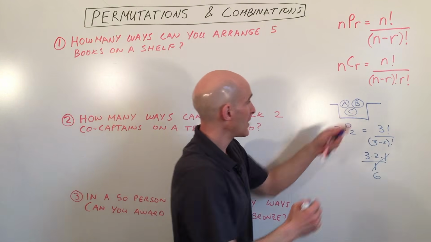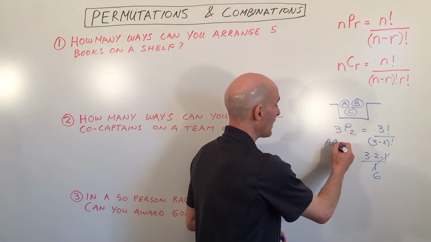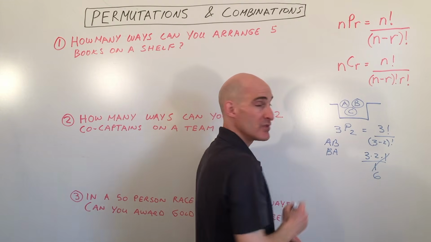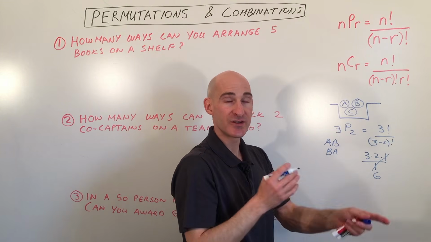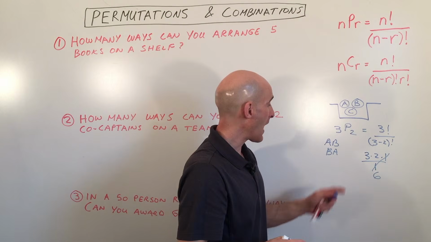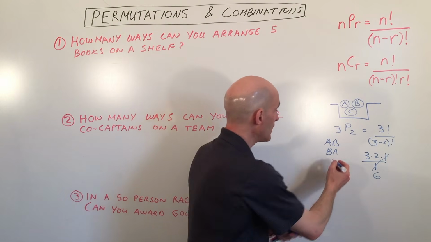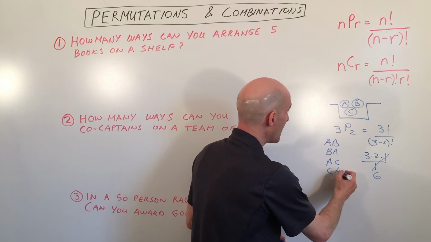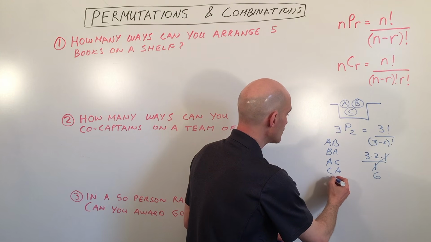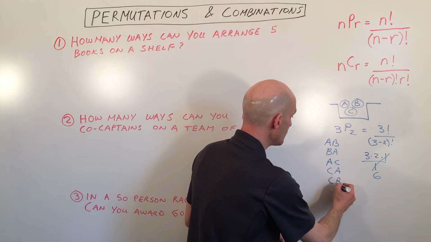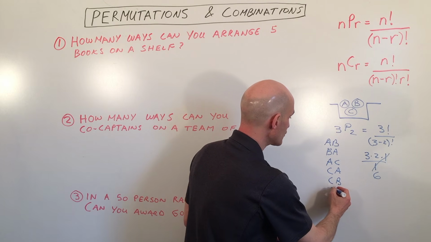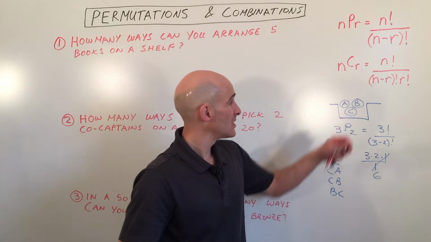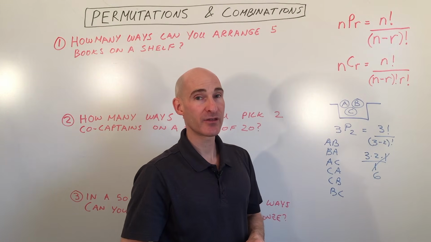So if we want to write these down really quick, this is going to be AB, or you could get B and then A. That's considered a different permutation. That's a different outcome because order is important. You could get, let's see, AC, CA, and what else? You could do CB, and you could also do BC. So you can see there's 6 different ways to pick 2 marbles out of the 3.